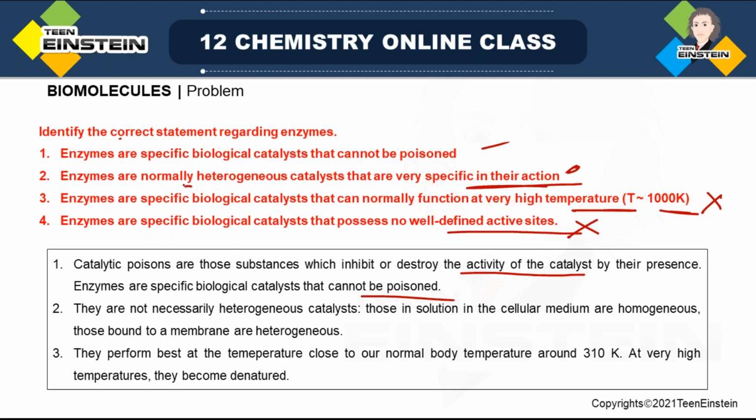Then, it is not necessarily heterogeneous. It may be heterogeneous, it may not be. Cellular medium catalysts are homogeneous, but membrane bound ones are heterogeneous. So it may vary; it may be both. So this is also not completely correct. And this is the temperature which is optimum for the catalyst, not 1000 Kelvin. So considering all these, this should be the correct statement. Option 1 is the correct option.